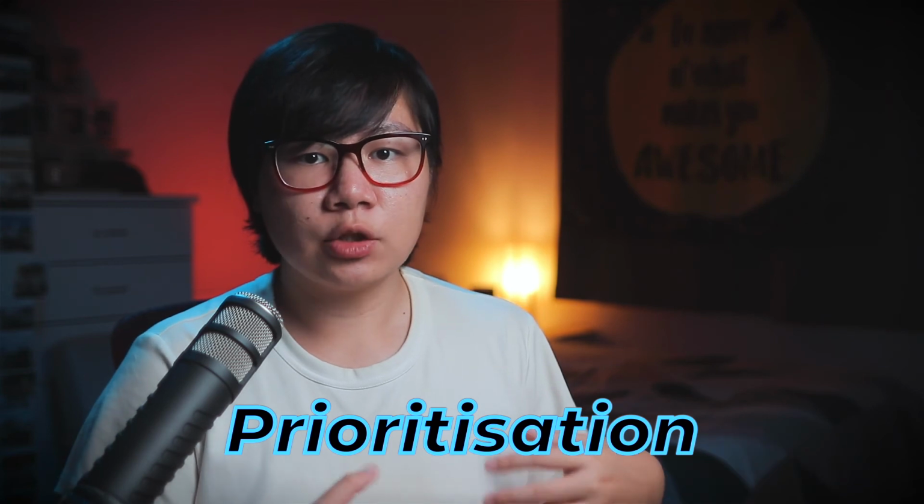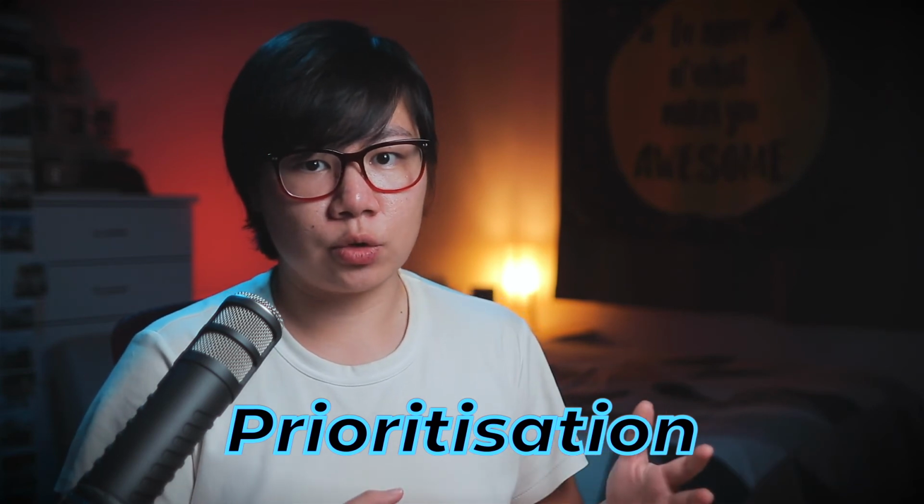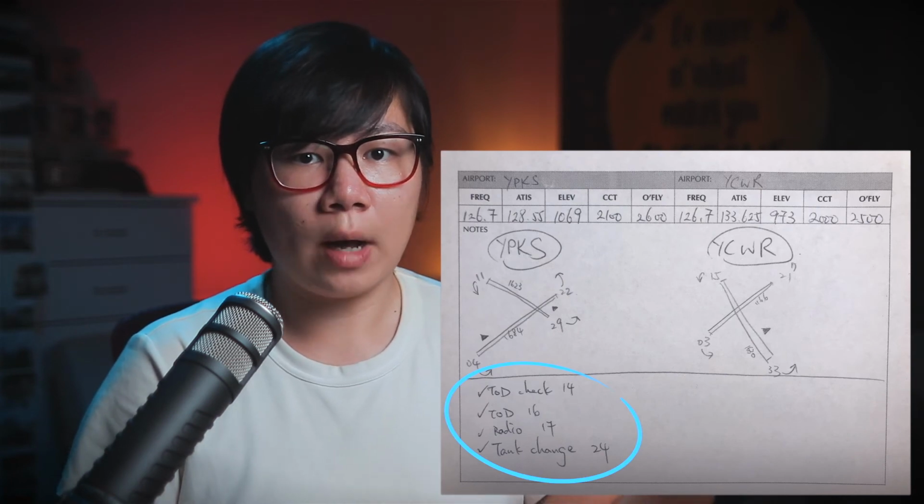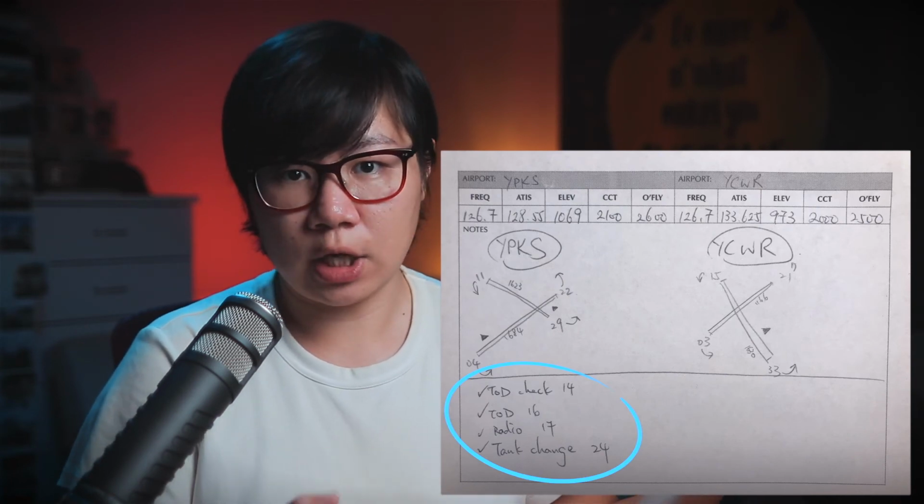You prioritize all the tasks that you need to do and also create a timetable. Then you do them one by one, like following a checklist. For example, for the next 10 minutes, you will need to do a radio call for your arrival, do an arrival brief, change the tank, do a position fix, do a top of descent check, and start the descent.